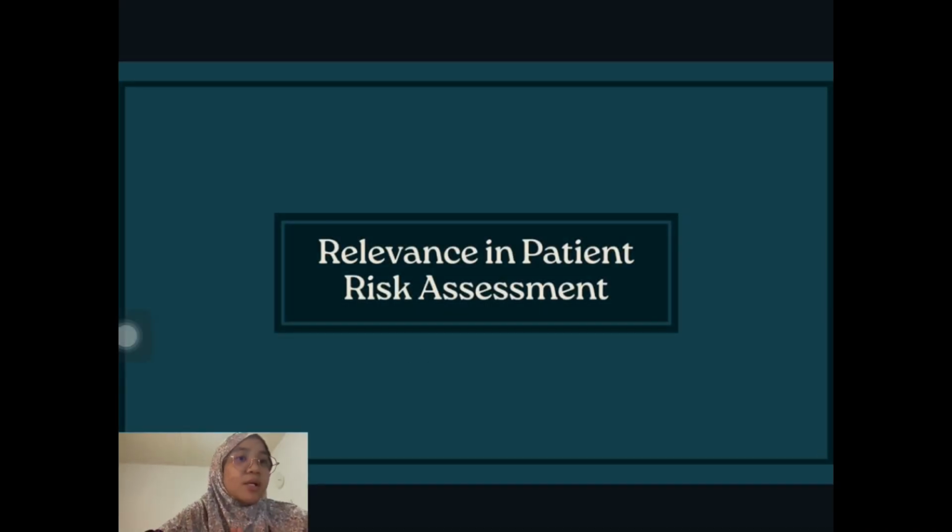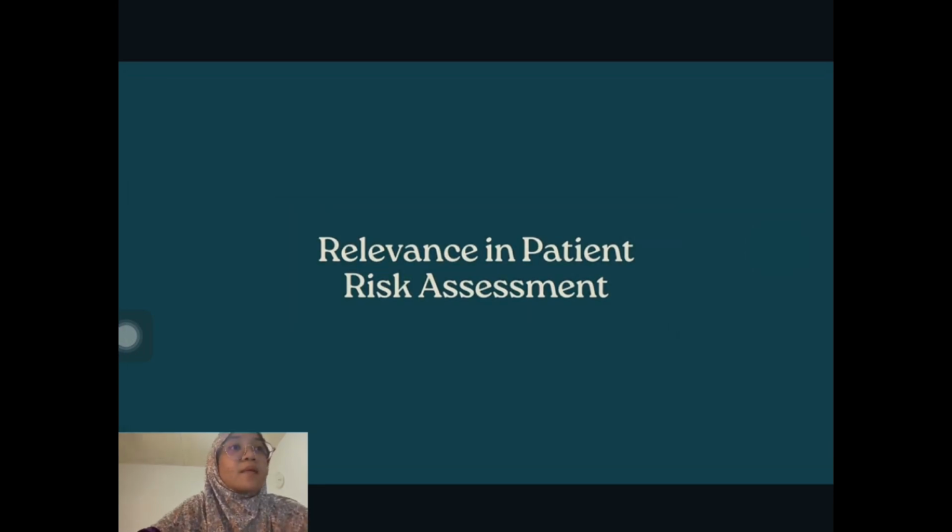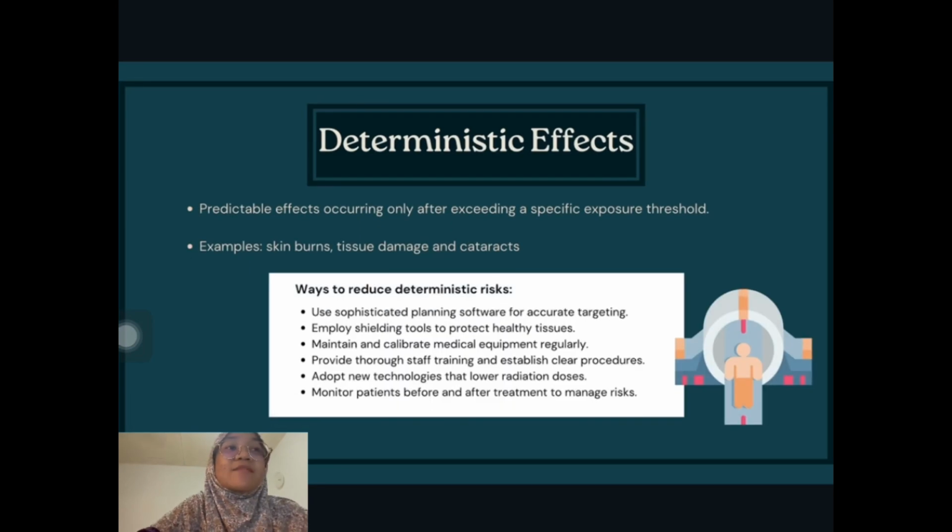So what is actually patient risk assessment? This is a systematic process of identifying potential factors in clinical environments or medical procedures that could cause harm to patients. Next, the deterministic effect. Deterministic effects are predictable and only occur when exposure exceeds a specific threshold. So if it exceeds, it will cause skin burns, tissue damage, and also cataracts. We can know by that.